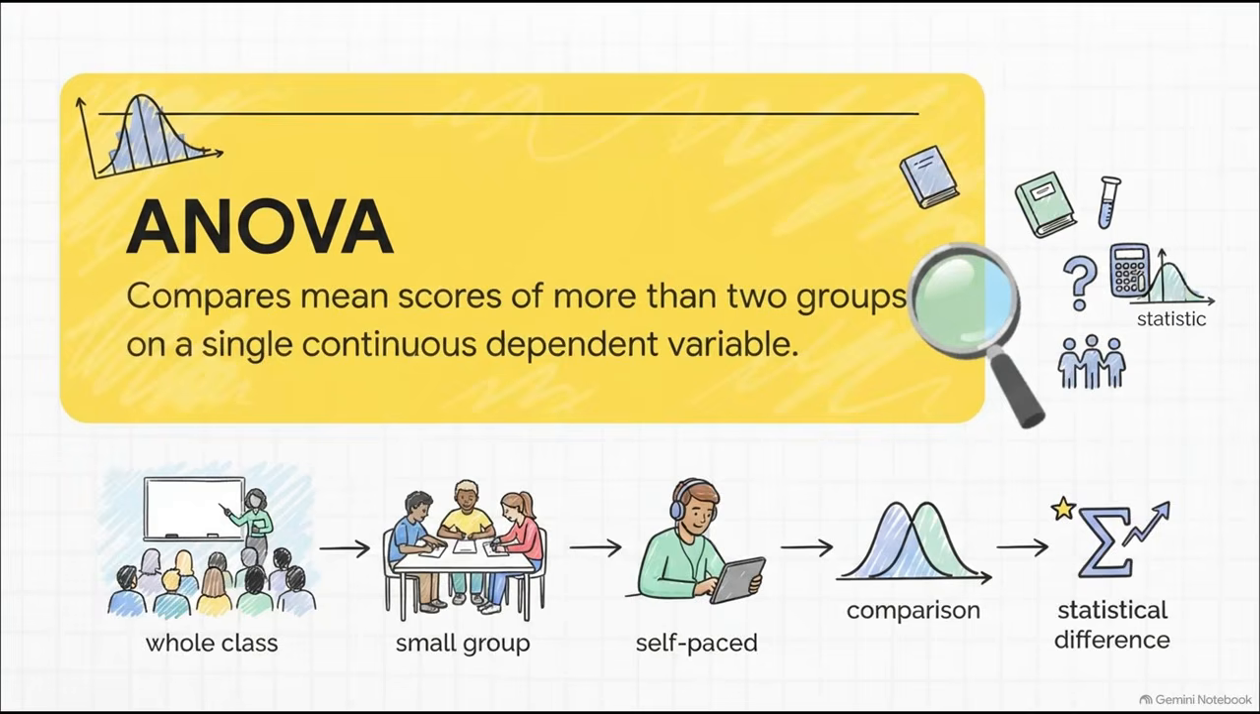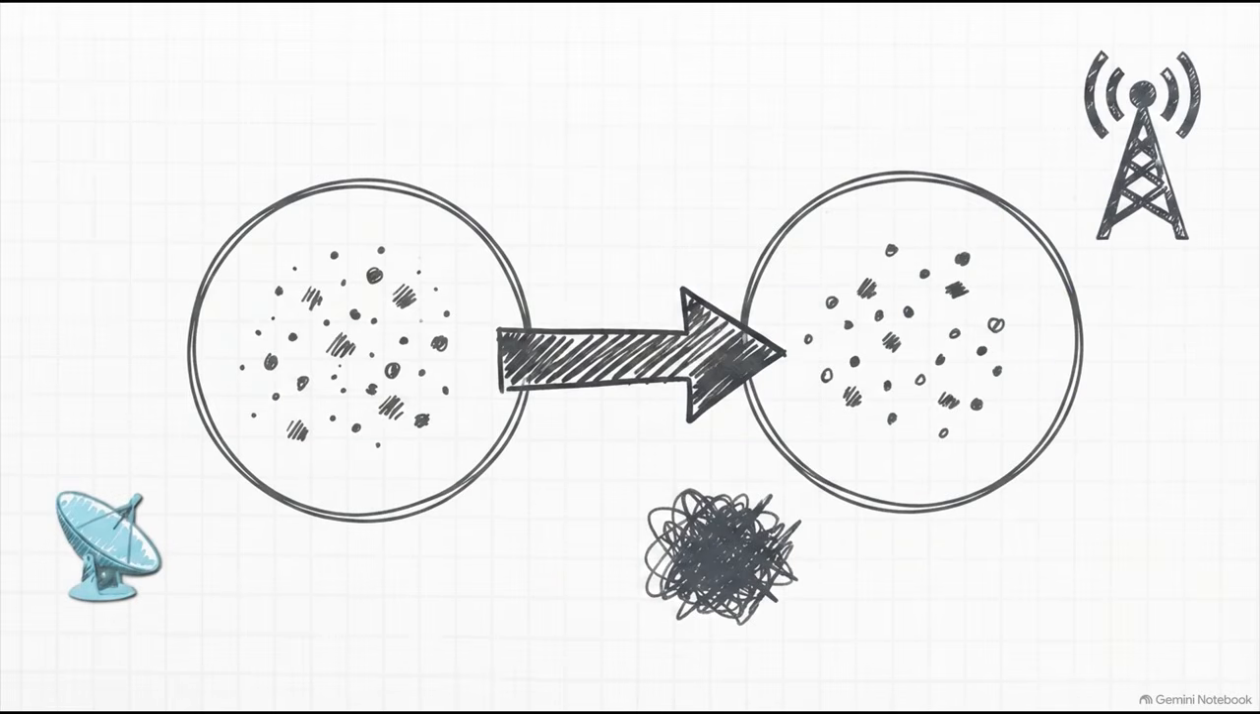This is where we pull out our first heavy hitter. ANOVA stands for Analysis of Variance. It's the technique you use to compare the mean scores of more than 2 groups on a single continuous dependent variable. Think about comparing the effectiveness of 3 totally different teaching styles, say whole class, small group, and self-paced learning, on math scores. ANOVA is exactly the tool you need to figure out if there's a real statistical difference between those 3 distinct groups.